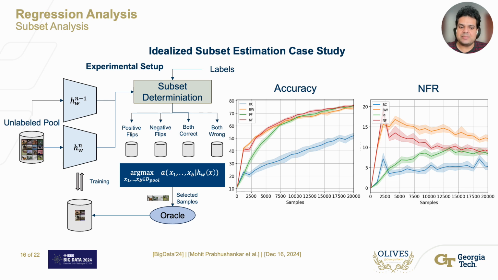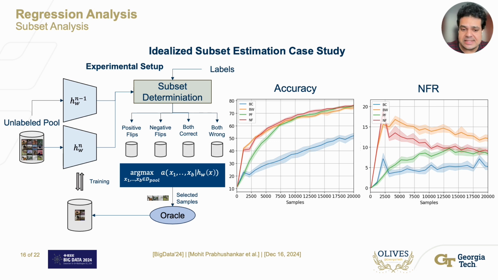The next analysis is about subsets. Let's say I have an ideal scenario where I have access to all the labels. In that case, I take the whole unlabeled pool and construct a similar regression analysis for the present round n and n minus 1. The entire unlabeled pool, I will divide into 4 subsets: both correct, both wrong, negative flips, and positive flips. Again, this is an idealized case. We don't have access to either negative flips or positive flips, the reason being that the unlabeled pool is itself unlabeled. So there is no definition of both correct, because we don't know what is correct and what is incorrect.